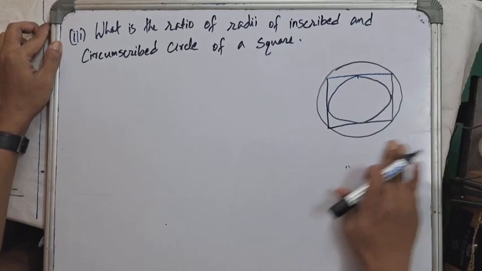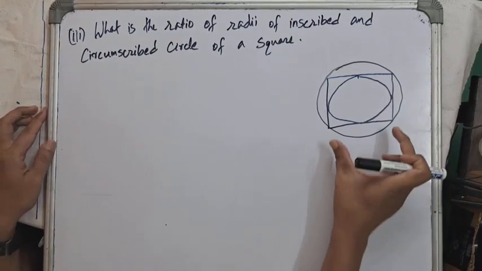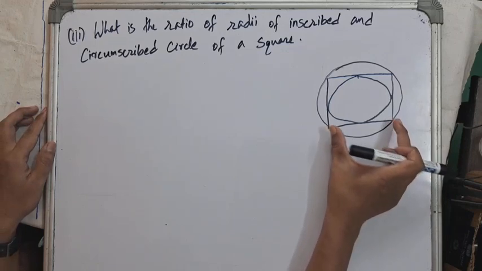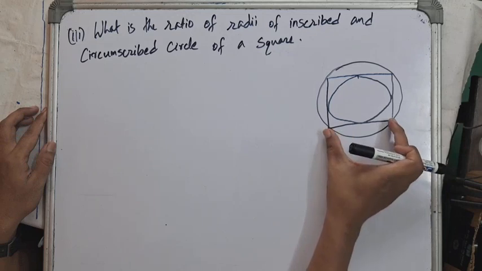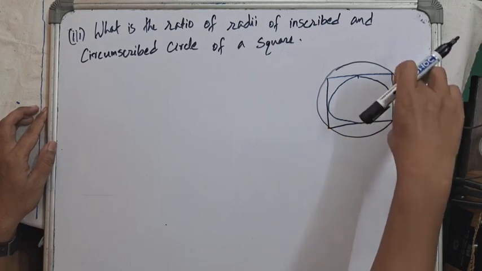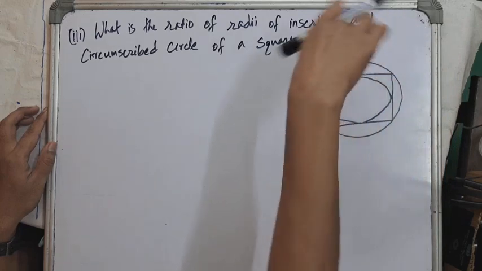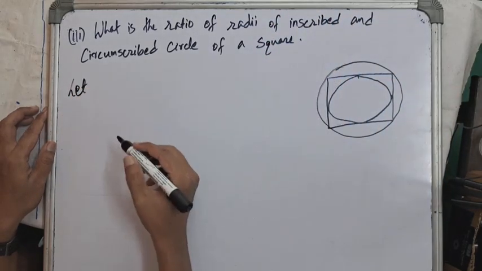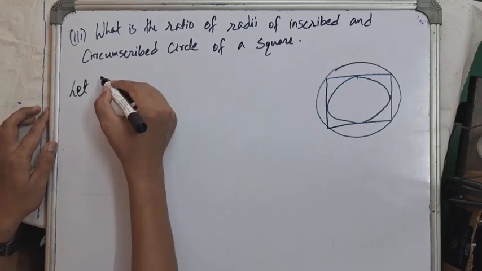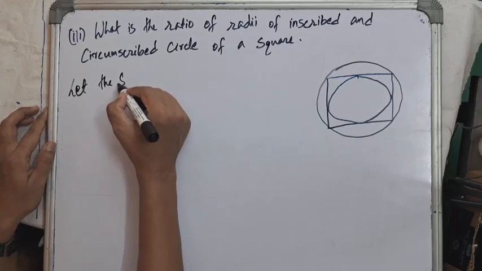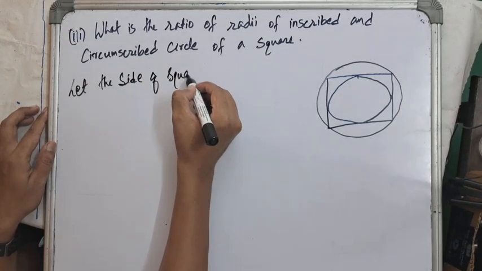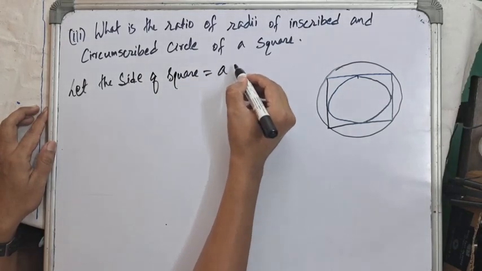First, what we do is we assume the side of this square is equal to a unit. Because the side is not given, let the side of this square be a unit. If this is a, this must be equal to a, this must be equal to a, and this must be equal to a, because a square has all sides equal. Let the side of the square equal a unit.